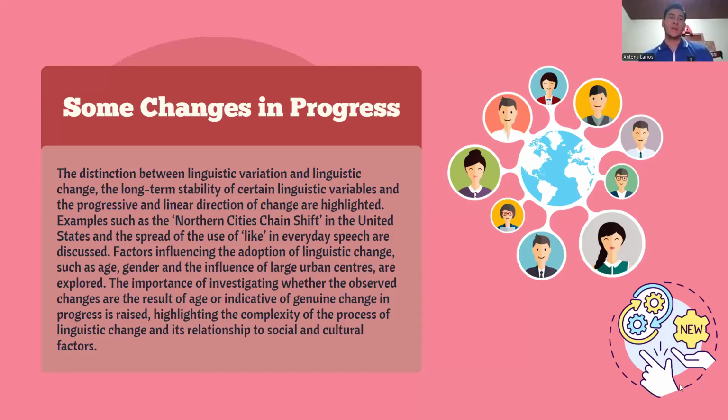Some changes in process: the distinction between linguistic variation and linguistic change, the long-term establishing of certain linguistic variables, and the progressive, linear direction of the change are highlighted. Examples such as the Northern Cities Shift in the United States and the use of "like" in everyday speech are discussed.